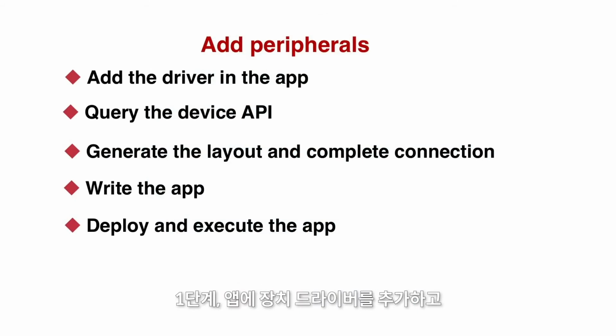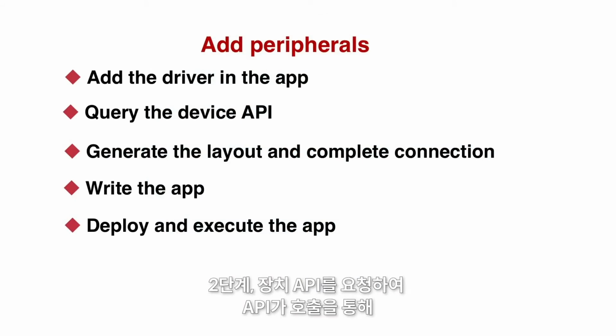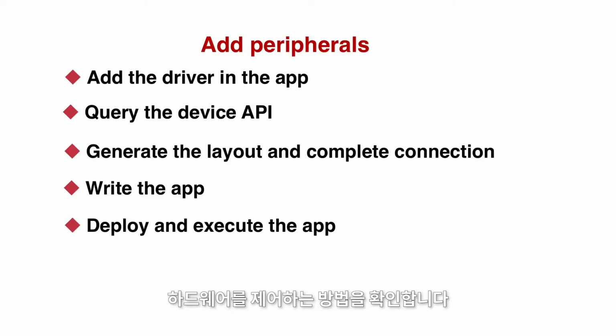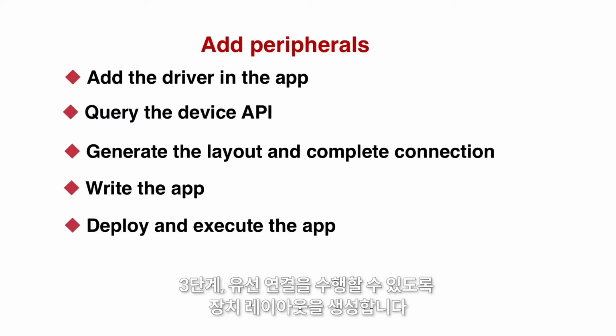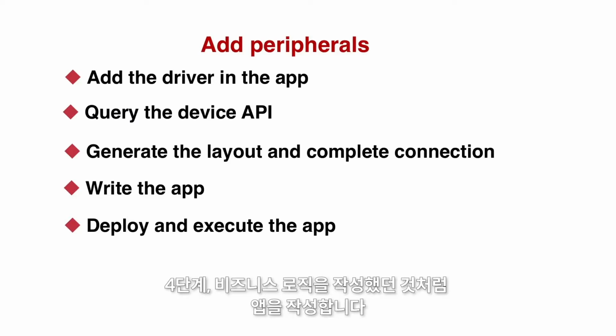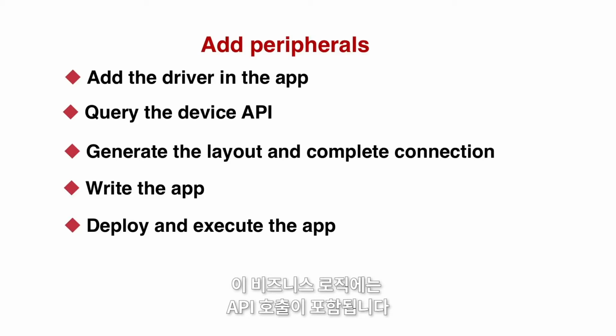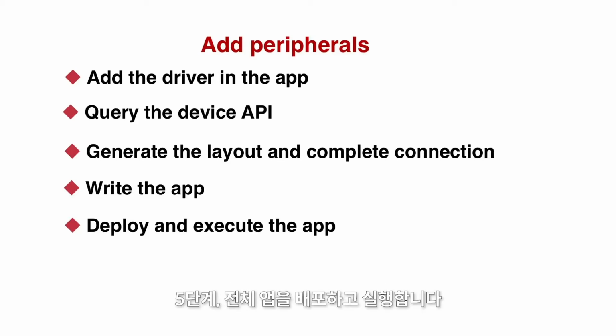Step 1, add a device driver into the application. Step 2, query the device API, and this API will tell us how to control the hardware through calling it. Step 3, generate the device's layout, which can guide us to conduct wire connections. Step 4, write the application such as writing its business logic. And in this business logic, there are some callings of these APIs. Step 5, deploy and execute the entire application.